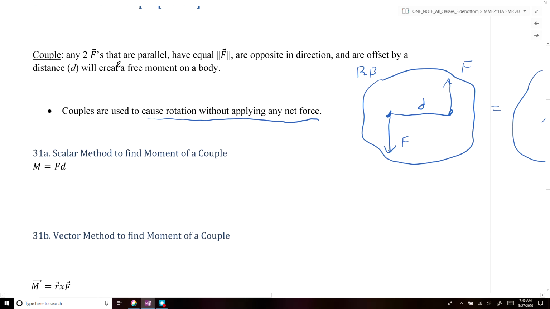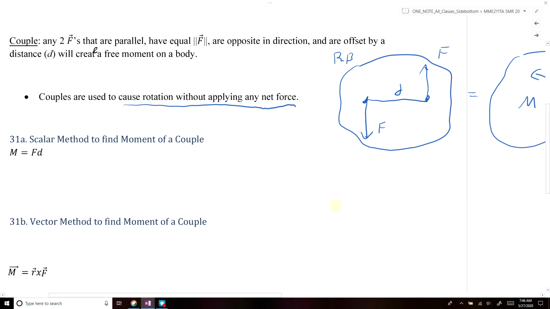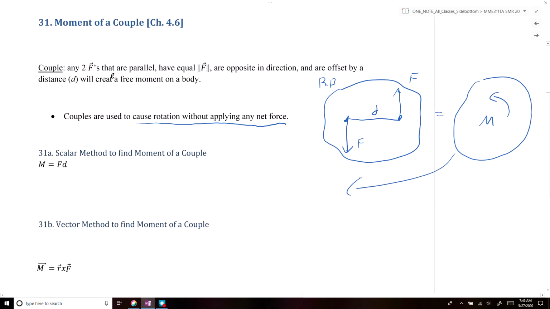You can calculate the magnitude of this couple moment that we've shown on the left-hand side by using the following equation, where the total moment is equal to the magnitude of one of the forces times the distance between those two forces. d is the shortest distance between our parallel forces.